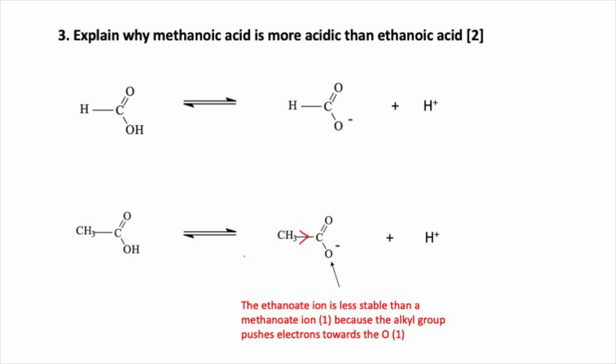Now for question 3, you're asked to explain why methanoic acid is more acidic than ethanoic acid. And this is a 2-mark question. Now this comes down to the stability of the anion. The anion that forms for methanoic acid is more stable than the anion that forms for ethanoic acid. And this is because the alkyl group pushes electrons onto the oxygen. And this makes the anion less stable, so there's less H plus in solution. So 1 mark if you said the ethanoate ion is less stable than the methanoate ion, and if you explain why, you get the 2nd mark.